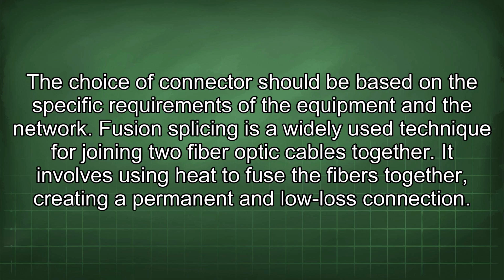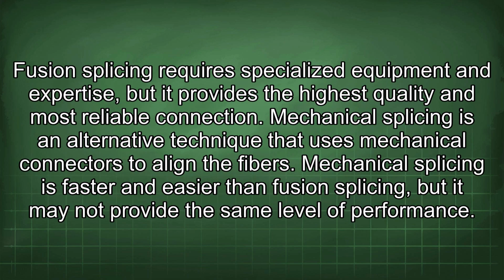Fusion splicing is a widely used technique for joining two fiber optic cables together. It involves using heat to fuse the fibers together, creating a permanent and low-loss connection. Fusion splicing requires specialized equipment and expertise, but it provides the highest quality and most reliable connection. Mechanical splicing is an alternative technique that uses mechanical connectors to align the fibers. Mechanical splicing is faster and easier than fusion splicing, but it may not provide the same level of performance.